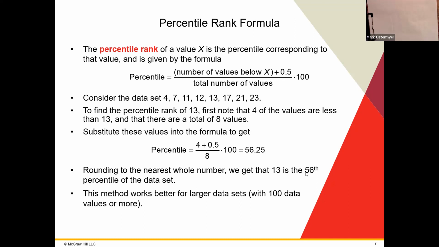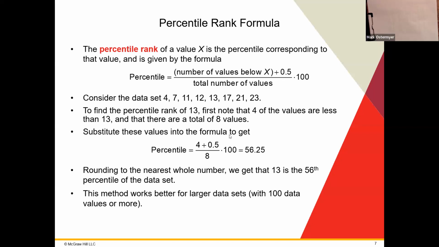All right. So therefore, the data value 13, ladies and gentlemen, in our data set would be the 56th percentile of this data set. So 13 in this data set is the 56th percentile, meaning 56% of your data lies below 13. And what would that be? 44% of your data lies above it. Okay.